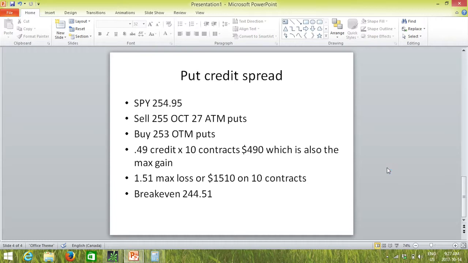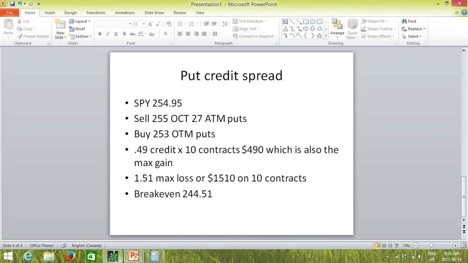Again, your break even is simple. You're taking that 255, except you're subtracting the 49 cents, to come up with your break even of 254.51. So in this put spread scenario, you want it to finish higher than the 255 price to achieve your maximum gain.